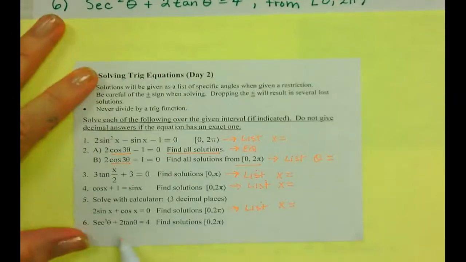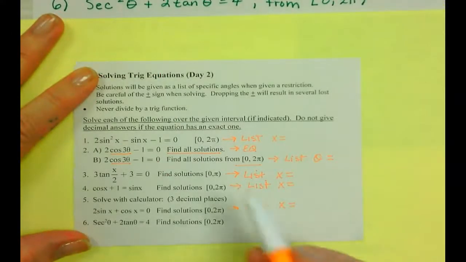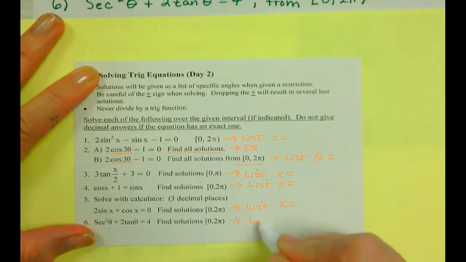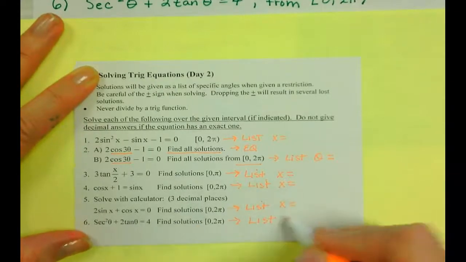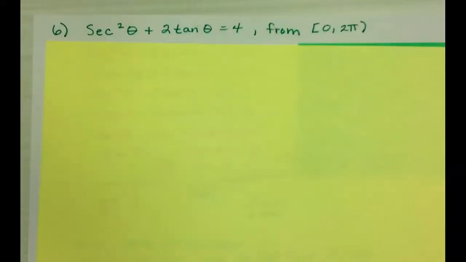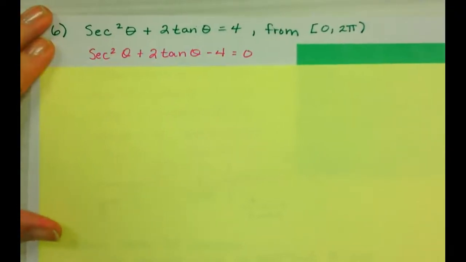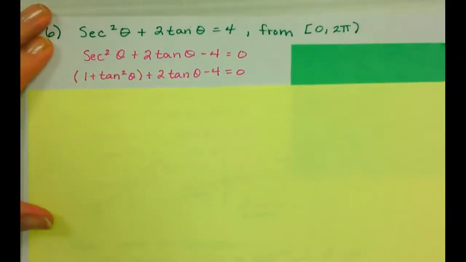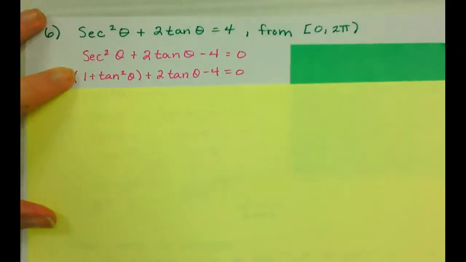Last problem, number 6. So we're using this trig function and find the solutions from 0 to 2 pi. So that means our answer is going to be a list. The variable in the problem is theta, so I'll write my final answer as theta equals. So we're going secant squared theta plus 2 tan theta equals 4. So I moved everything to the same side, and then I replaced with the Pythagorean identity secant squared theta with 1 plus tan squared theta. I did that because remember we can't factor if it's not all in the same trig function.